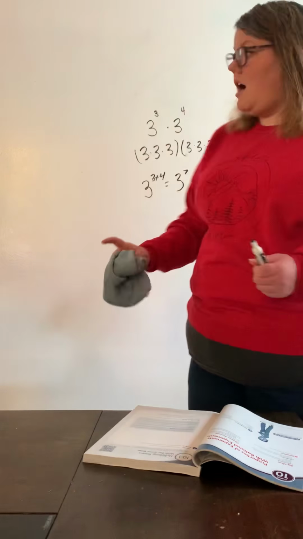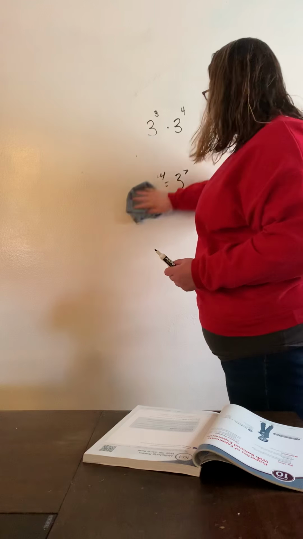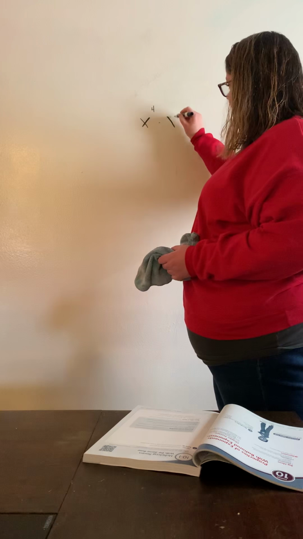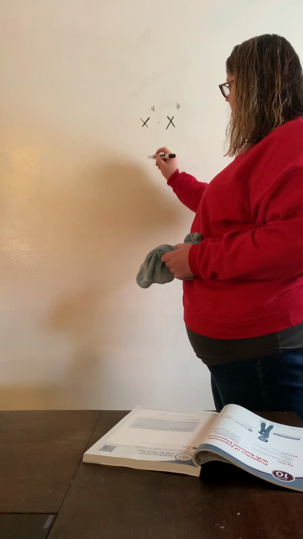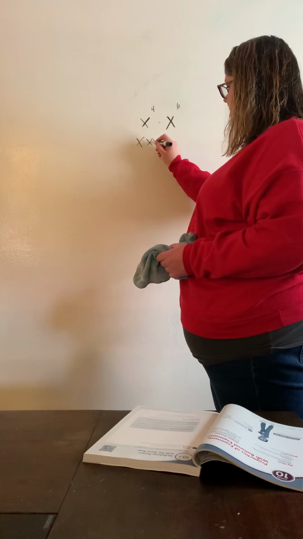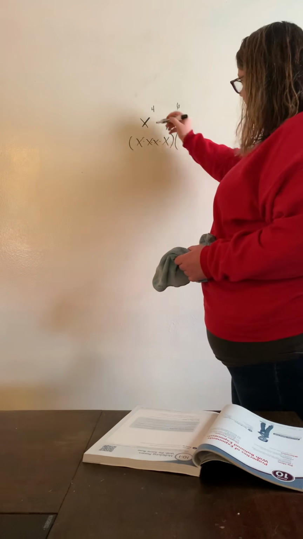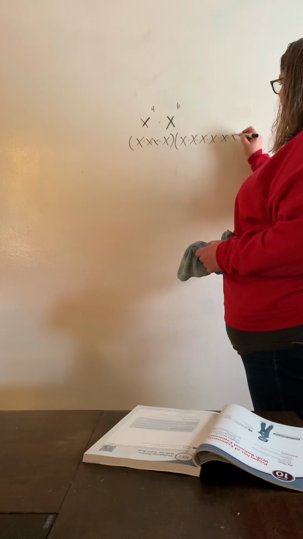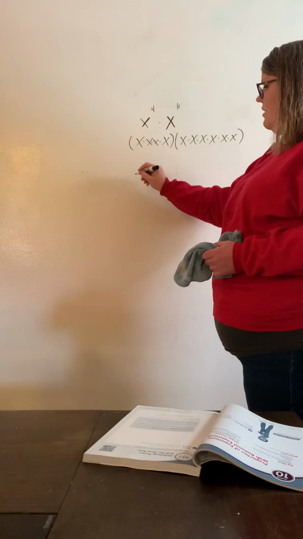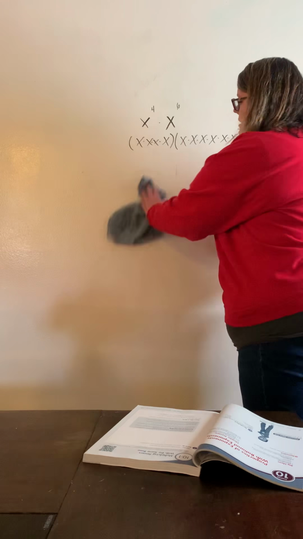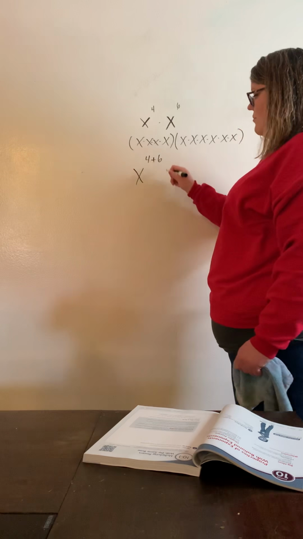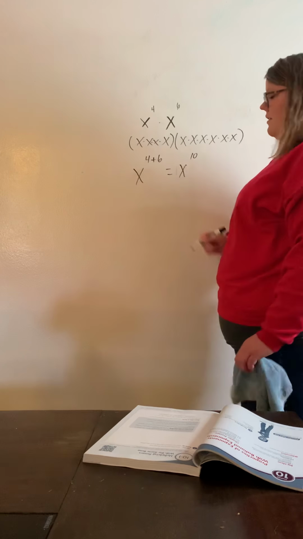So if I'm not using a number for my base, so instead of using 3, maybe I use x, but I have a number exponent times x with another number exponent. I'd have a group of 4 x's here for this one, and a group of 6 x's here. And then I can see all together, I have x to the 4th plus 6 more is x to the 10th.